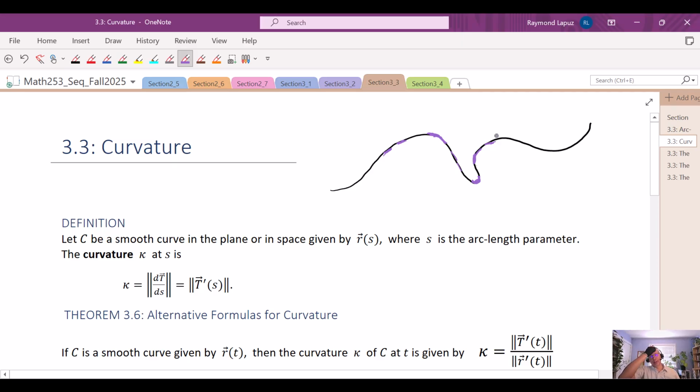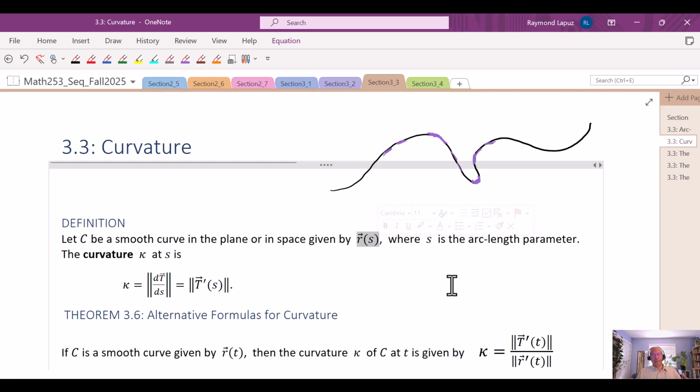So just think about driving a car and how much you have to turn in your drive is kind of like how curved something is. Well, how are we going to measure how curved something is? The idea is that we want to reparameterize the curve so that it's parameterized by arc length. That kind of gives us a stable, uniform, standard way of measuring how things happen in the curve.